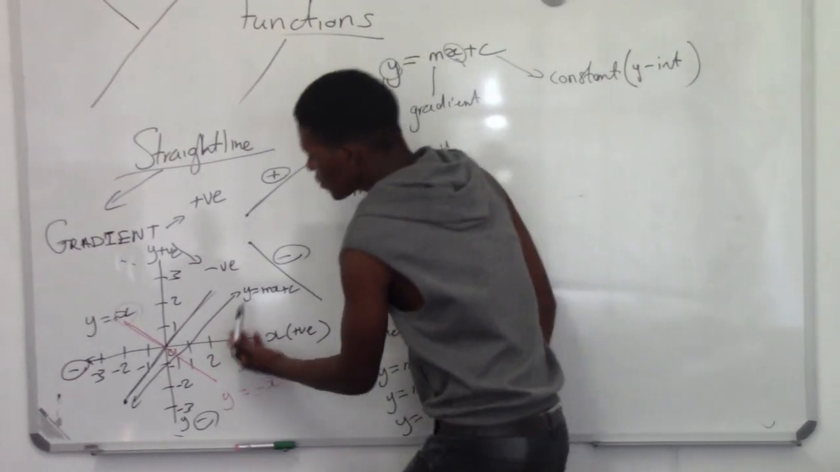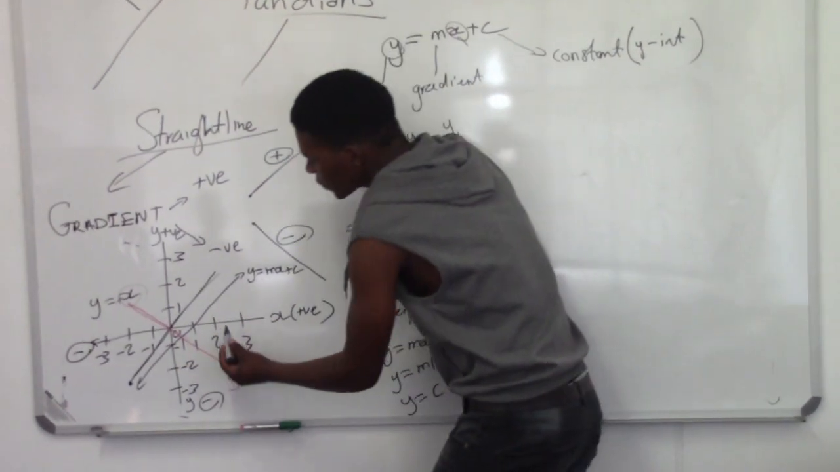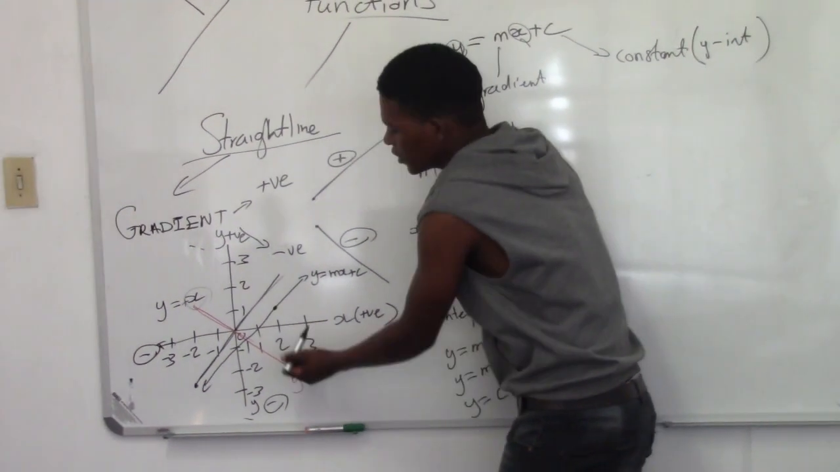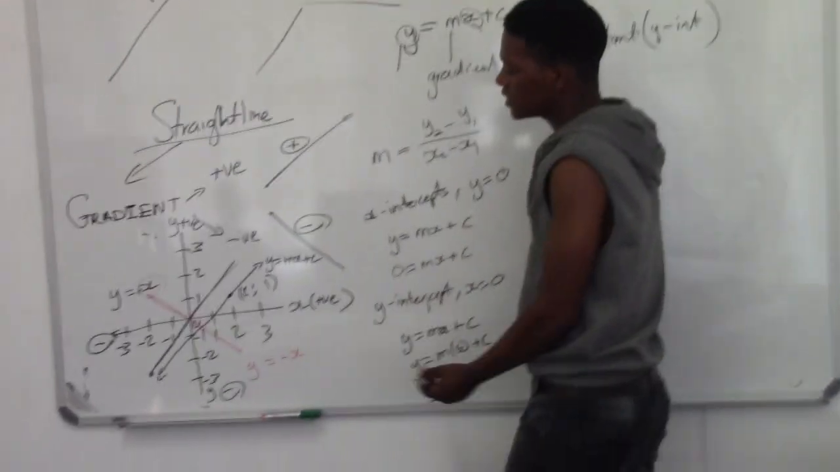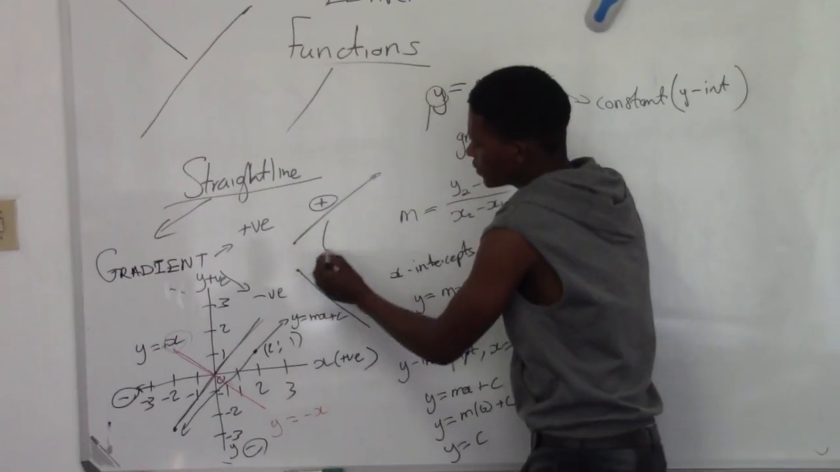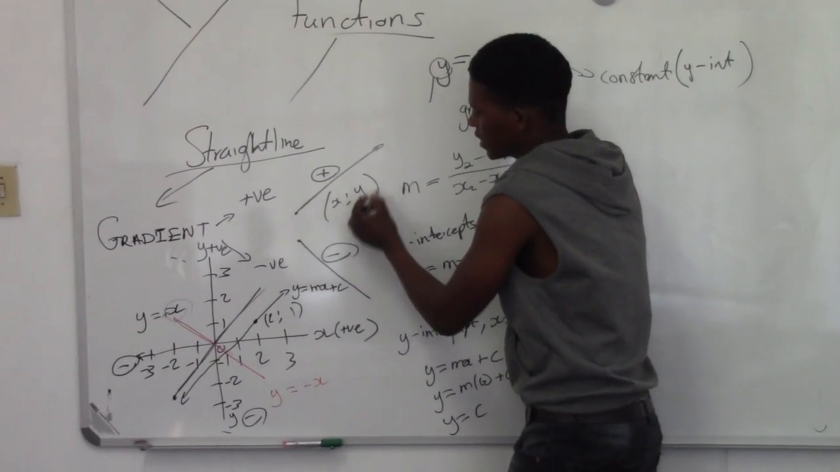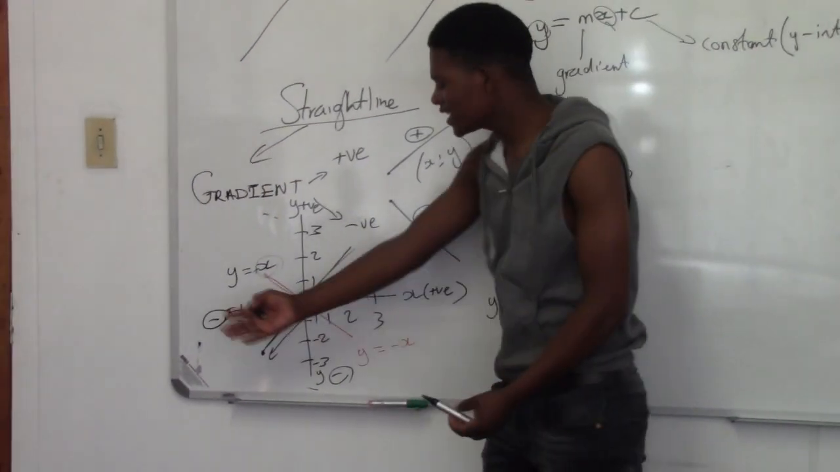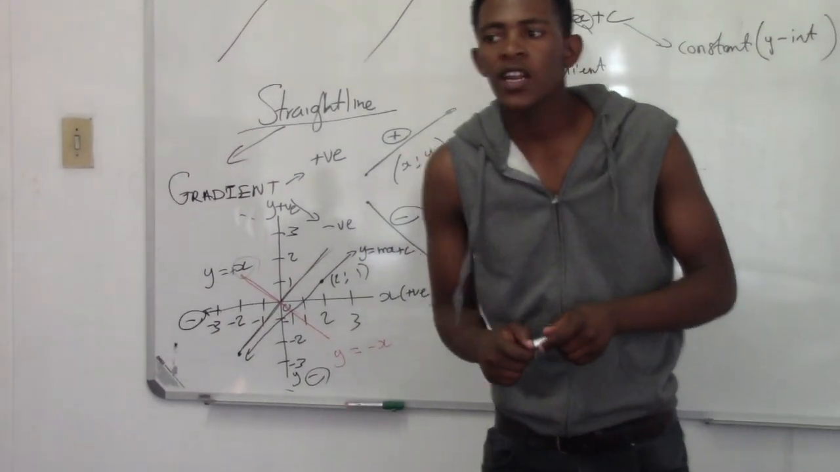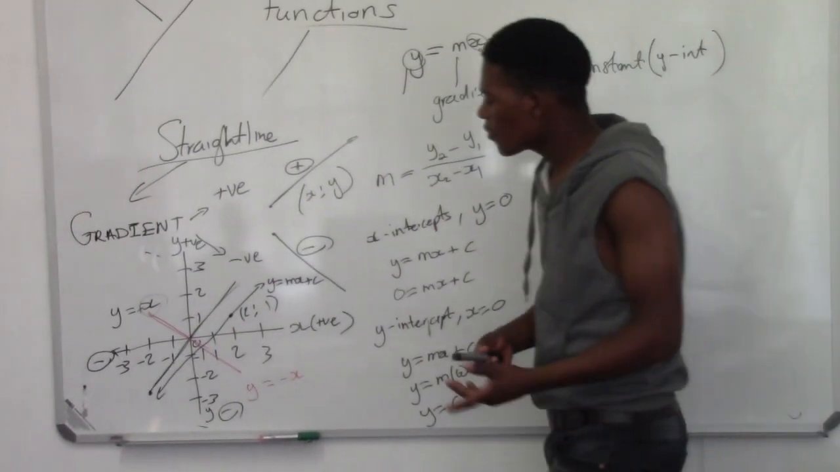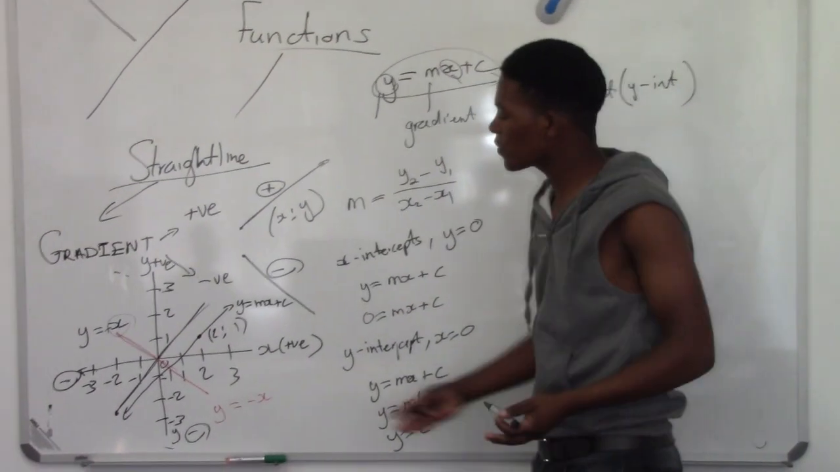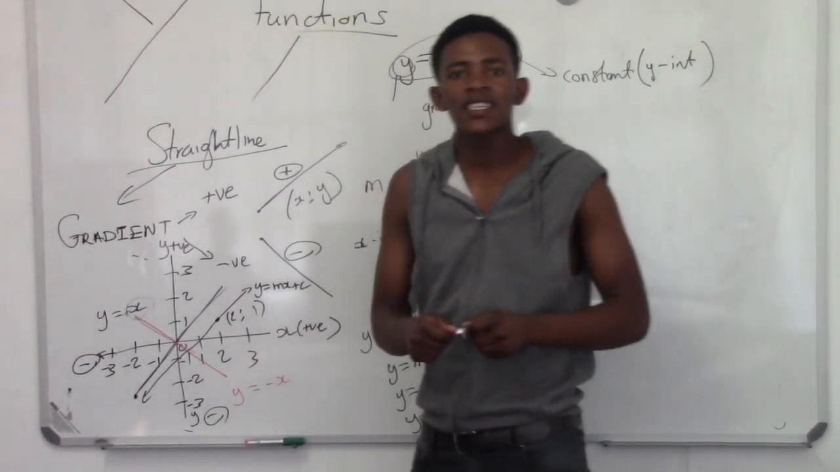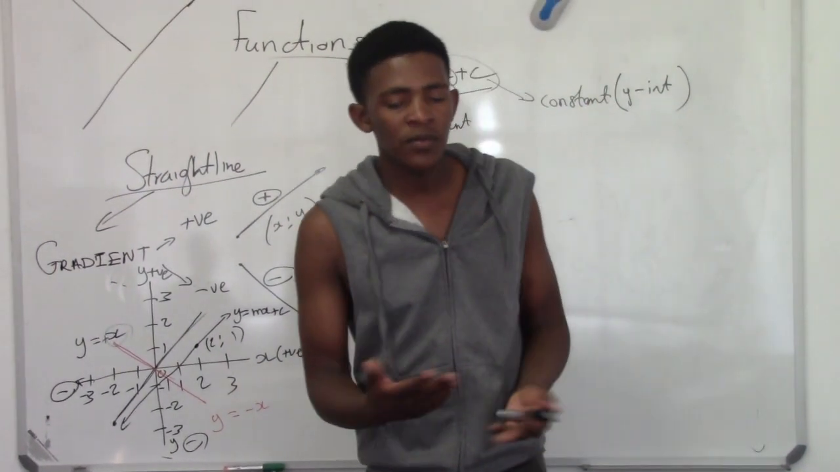Now, since your graph is on a Cartesian plane, you can have any point. For example, here I'm having 2 is to 1. To find the coordinate on your Cartesian plane, you have to say x is to y. Being given any point on a straight line will enable you to get your equation, because you'll be having a point. But we'll discuss that when we are doing problem solving.